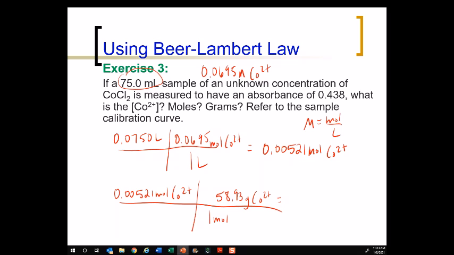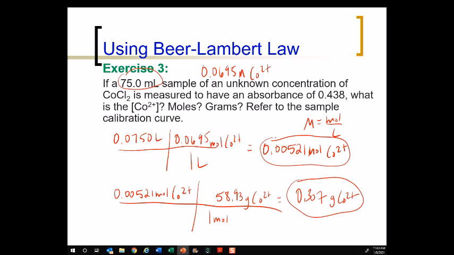And when we calculate that, 58.93, we're going to end up with 0. Nope, no 0. Let me erase that. Come on, there we go. 307 grams of the cobalt. So you can figure out the grams in your sample, the moles in your sample from the concentration.